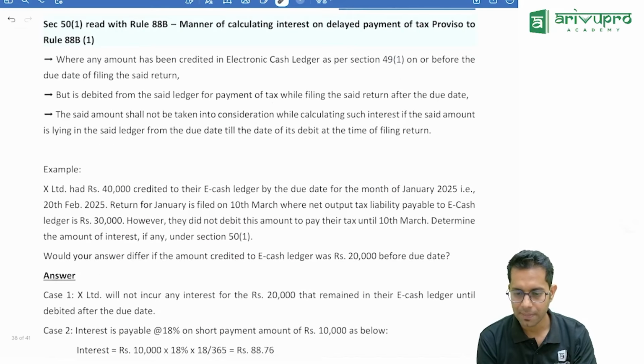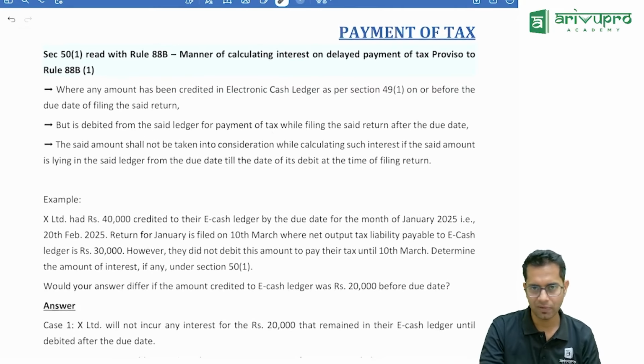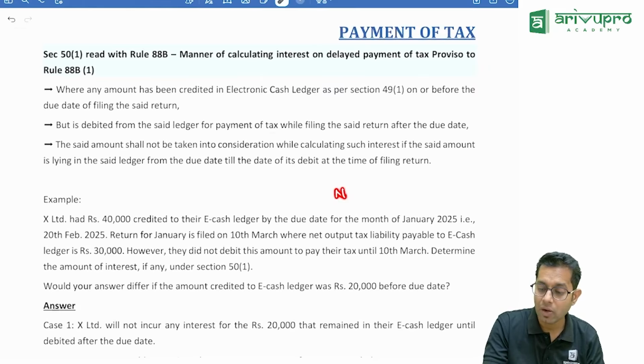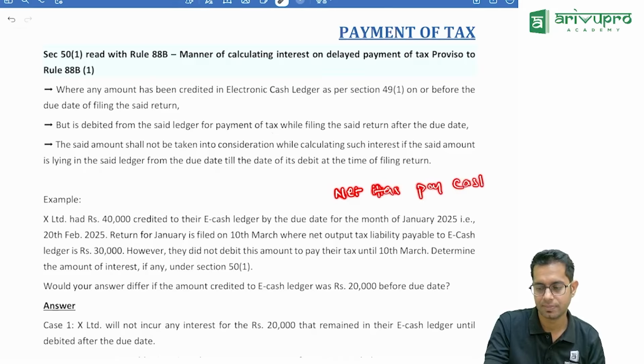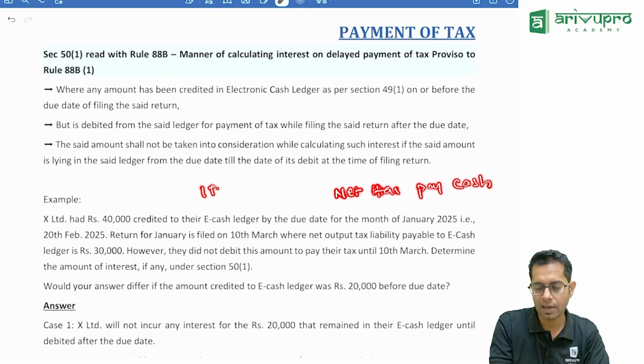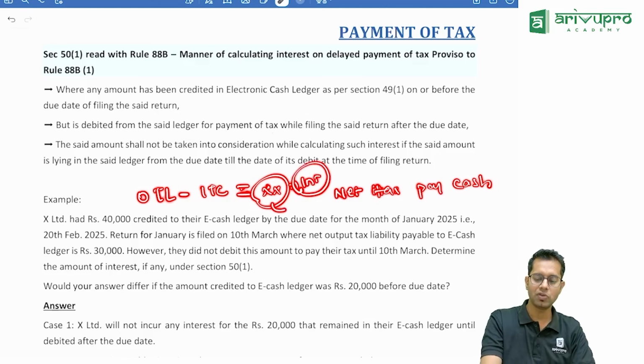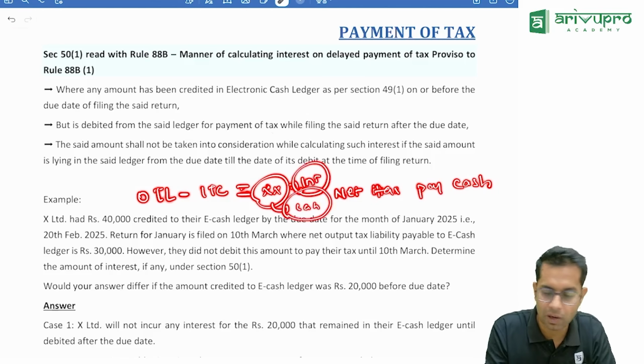Payment of taxes, manner of calculating interest for delay in payment of taxes. Interest for delay in payment of taxes, we know that interest will be calculated on what amount? Net tax amount payable in cash. Net tax amount payable in cash means what, sir? Whatever output tax liability is there, subtract input tax credit, and on whatever difference is there you have to calculate the interest. This is the amount which you have to pay in cash. On this amount you have to calculate interest.